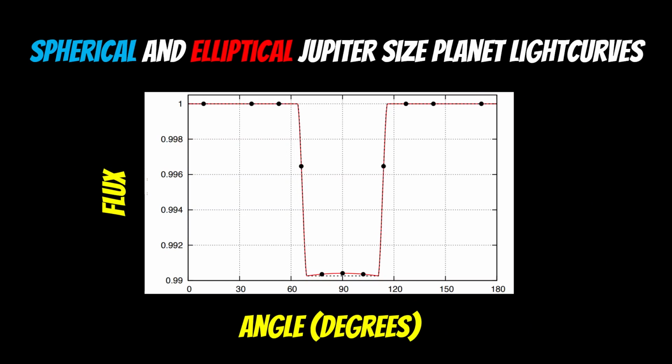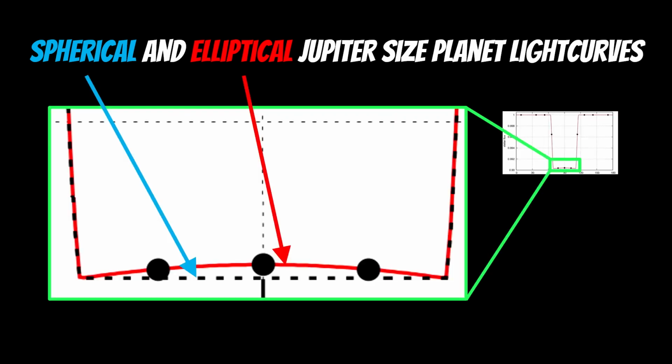Here you have a spherical and an elliptical Jupiter-sized planet that have been modelled on how they would actually block the light out. The red line is the elliptical planet, and the dashed line is the spherical one. You can't really see a huge amount of difference here, but you can probably see at the bottom there's a slight difference. If we zoom in on that section, you can see the difference between the spherical and the elliptical shaped planet. There's more deviation in the middle.